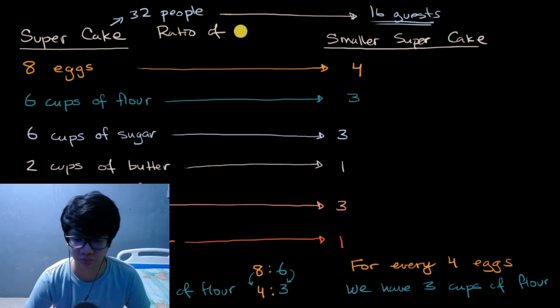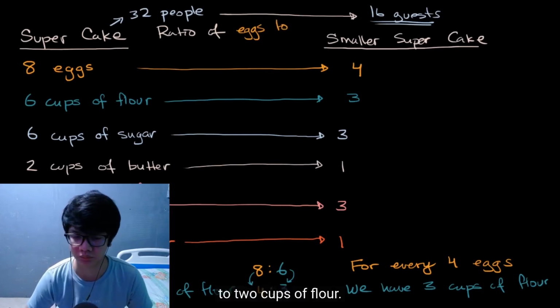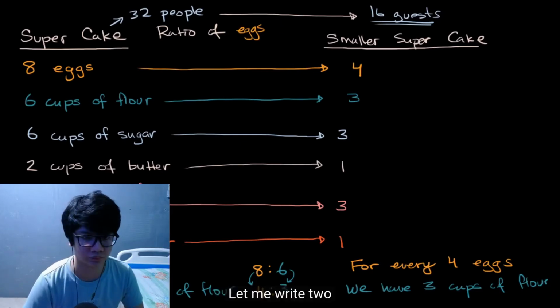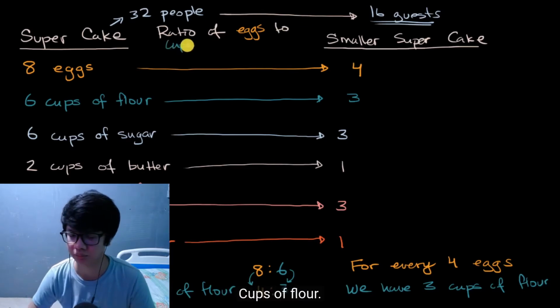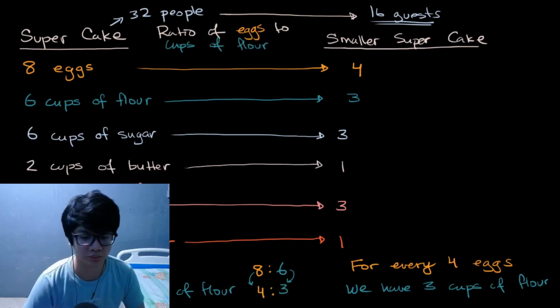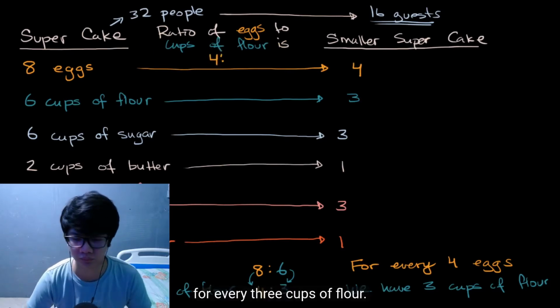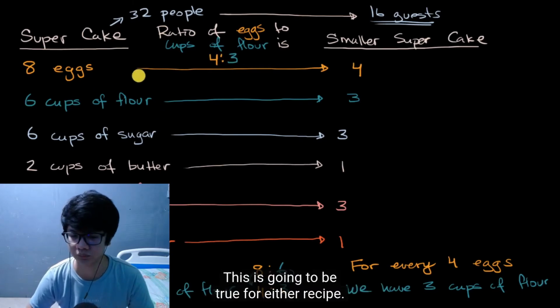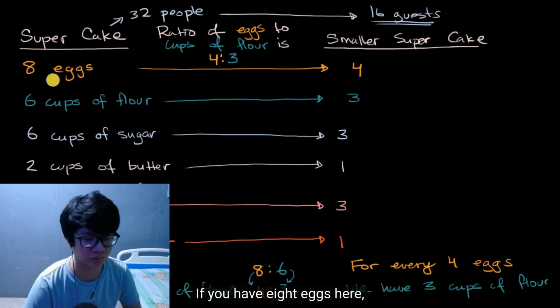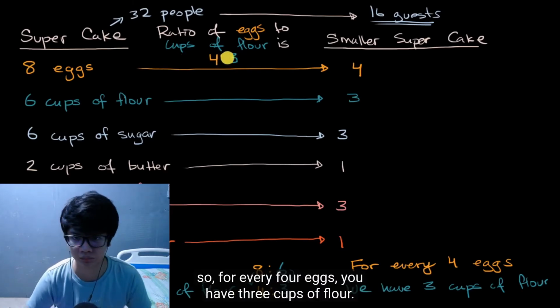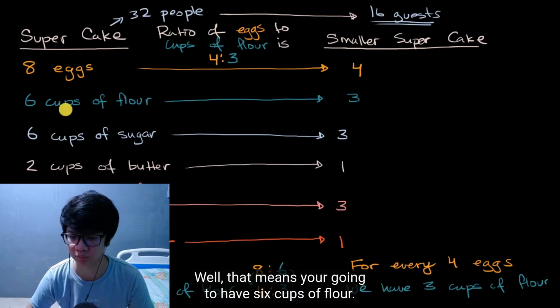the ratio of eggs to cups of flour in either case is 4 eggs for every 3 cups of flour. This is going to be true for either recipe. You have the same ratio. If you have 8 eggs here, so for every 4 eggs you have 3 cups of flour, well, that means you're going to have 6 cups of flour.